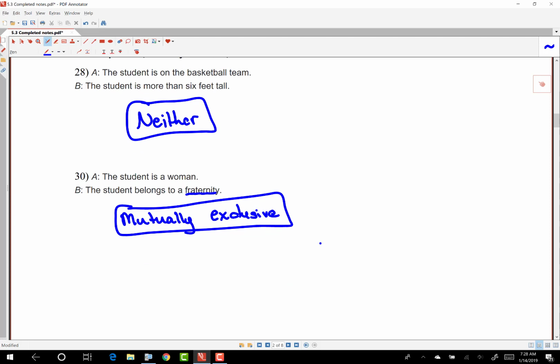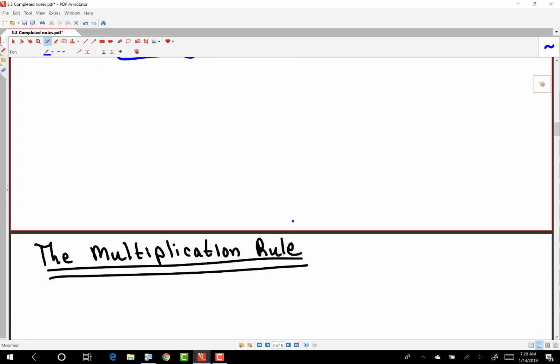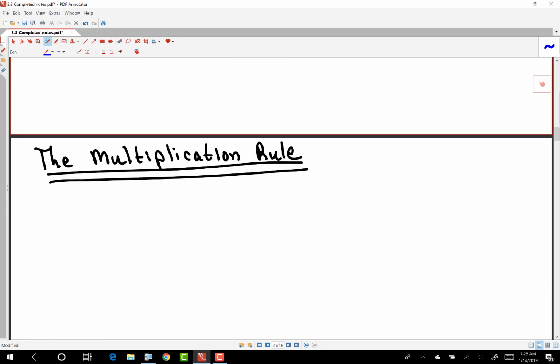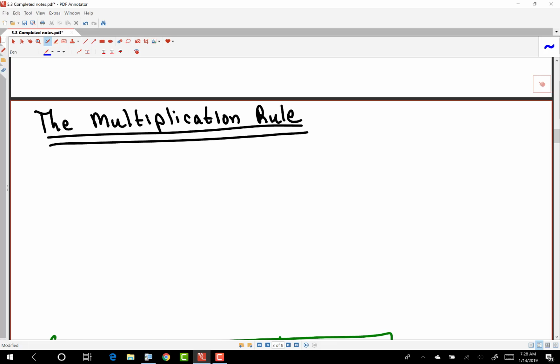Okay, the next thing I want to talk about is the multiplication rule. Now the multiplication rule, I would say the most important thing to remember about it is it's used when selecting two or more items. So as soon as you see that you're selecting more than one, you want to think about the multiplication rule.